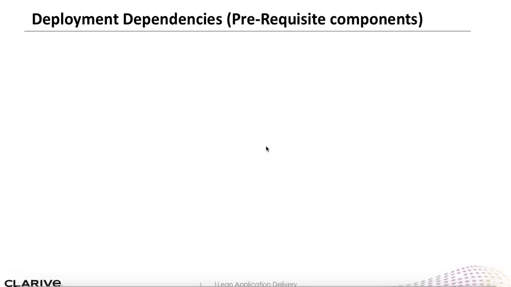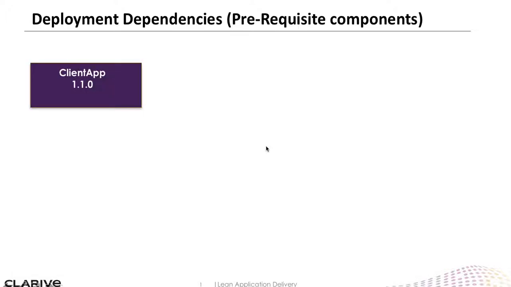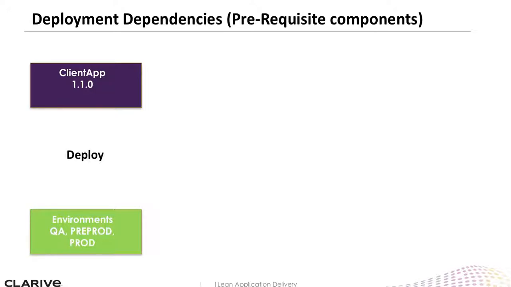This video is about deployment dependencies when deploying with Clarive. The use case for this one is that we want to deploy the client app 1.1.0 to an environment: QA, pre-production, production, UAT, whatever environments you might have in your organization.